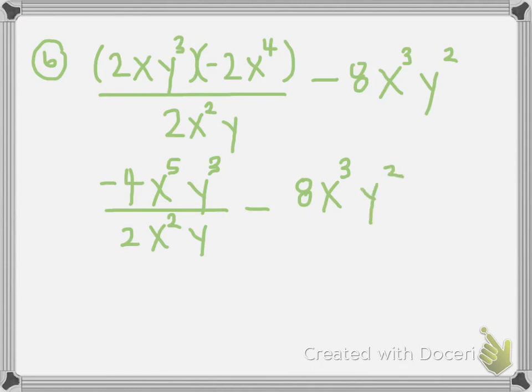Okay, so we now need to simplify. So negative 4 divided by 2 would be a negative 2. X to the 5th over x squared, we would subtract those, so 5 minus 2 would be x to the 3rd power. Y cubed over y would be y squared.